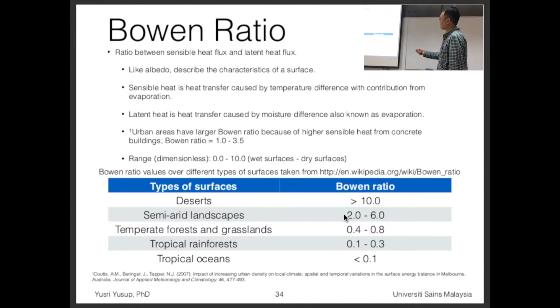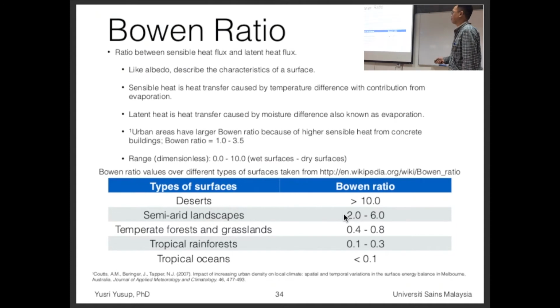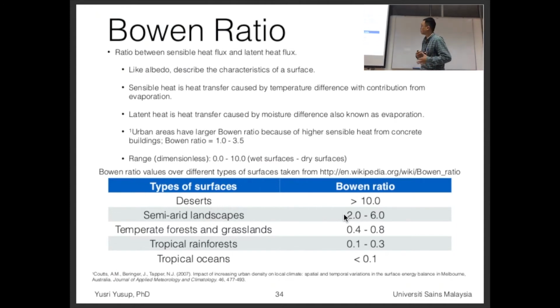Sensible heat is heat transfer caused by temperature difference without contribution from evaporation. So it's just the heat transferred because of temperature difference, or in other words, dry heat. There's another form of heat called latent heat. That means heat associated with water evaporation. Latent heat is heat transfer caused by moisture difference, also known as evaporation. Two different main types of heat.